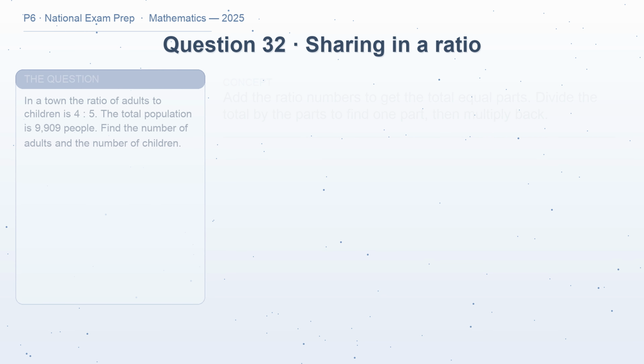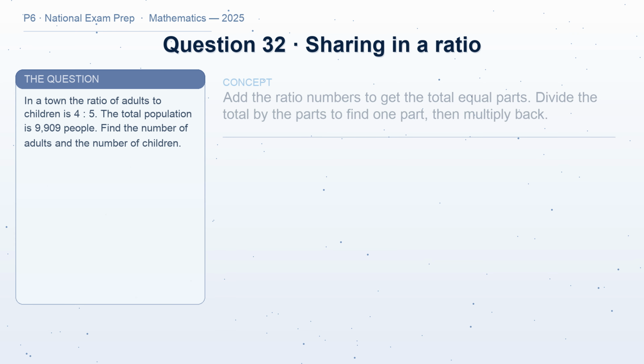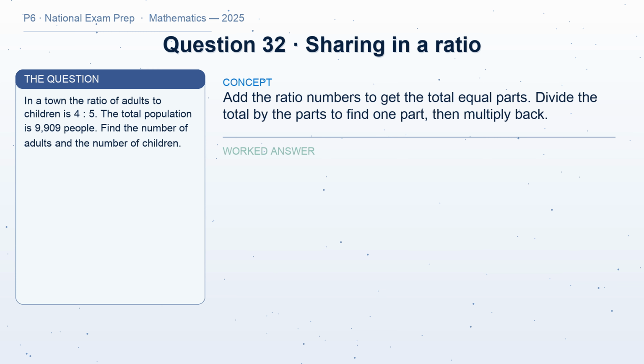In a town, the ratio of adults to children is 4 to 5, and the total population is 9,909 people. Find how many are adults and how many are children. Think of the town as split into equal parts. The ratio 4 to 5 means 4 parts are adults and 5 parts are children. Add them up. 4 plus 5 is 9 equal parts in total.